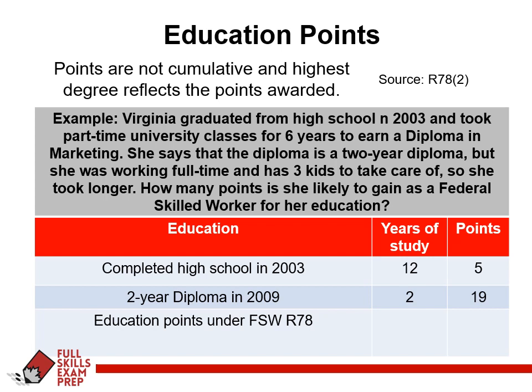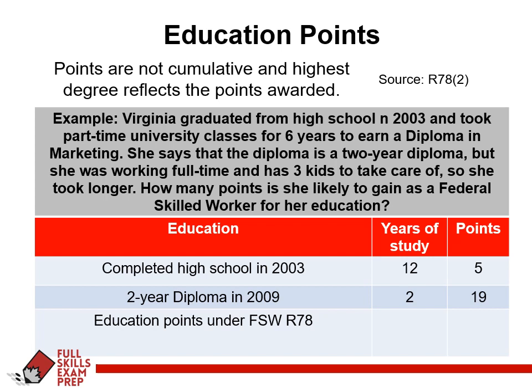Okay, so if somebody took, in her case, she took 6 years to earn a 2-year diploma. That doesn't mean that this is above 3 years to get extra points. This means that this is a 2-year diploma. She did it part-time, and that's perfectly fine. Okay, so with that, that's actually 19 points.